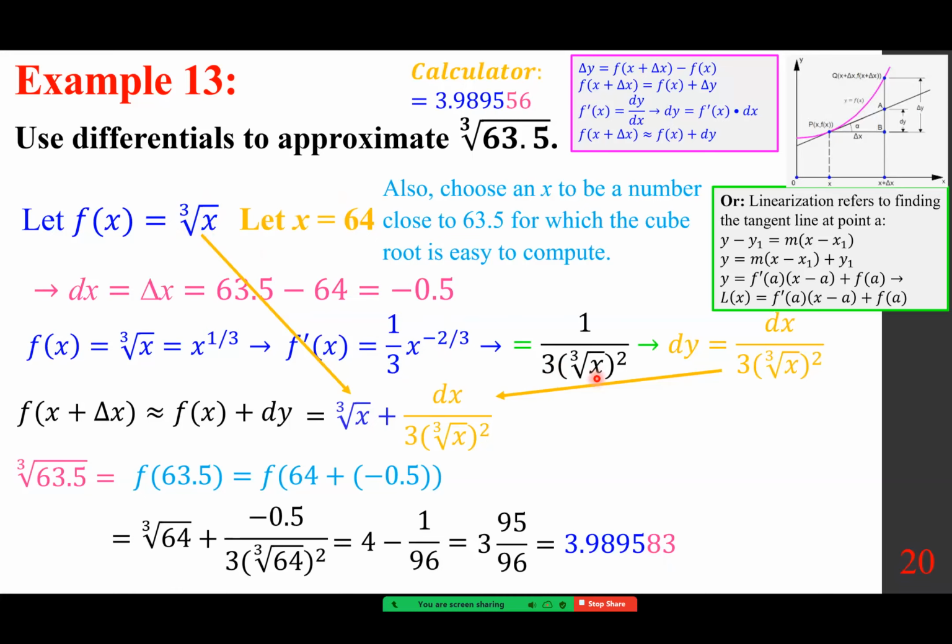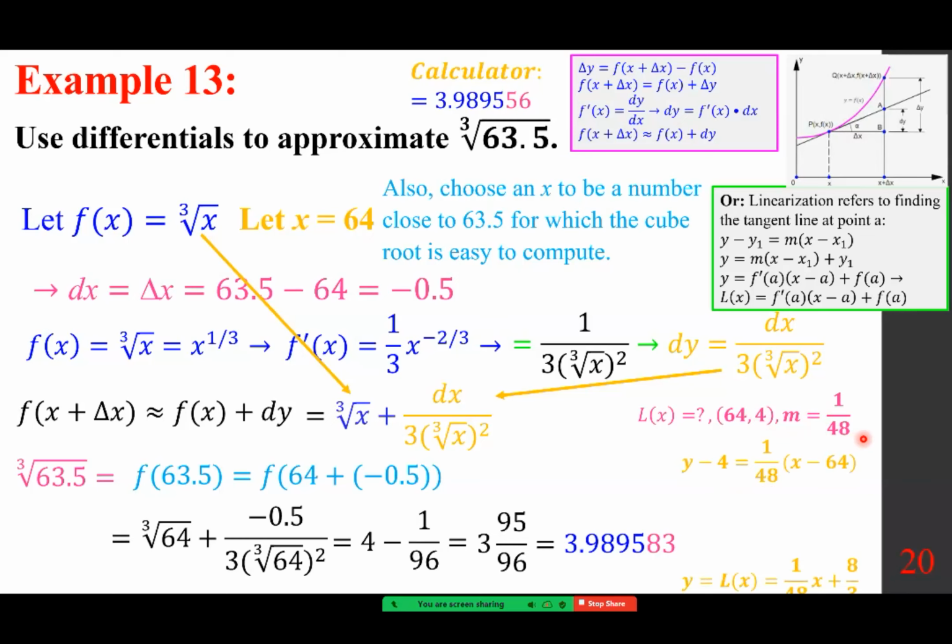It might be easier to see it here. If I put the 64 here, I get 4. Squared, I get 16. 16 times 3 is 48. So 1/48. So here's the pair, here's the slope. And now y minus 4 equals m, 1/48, times x minus 64.